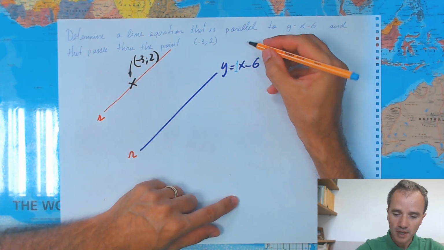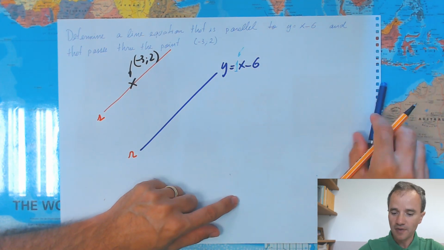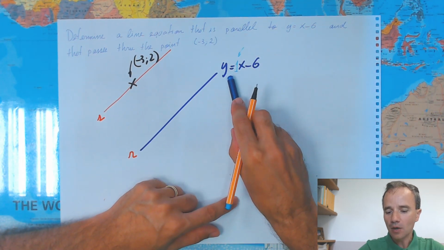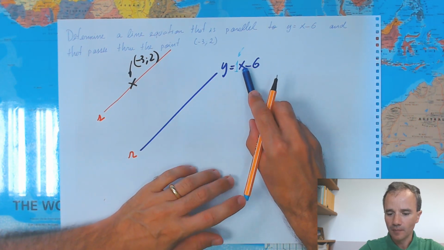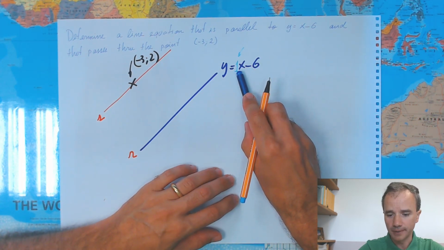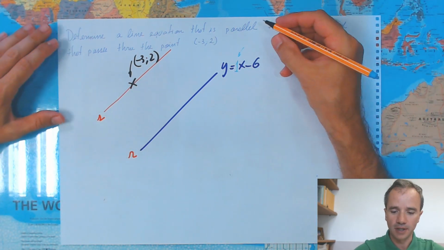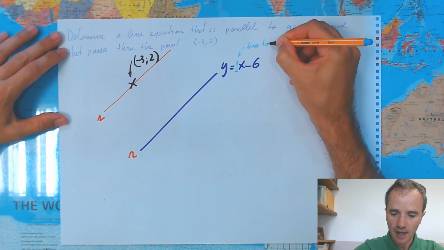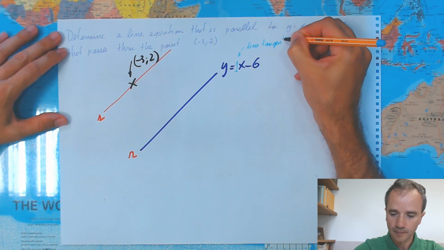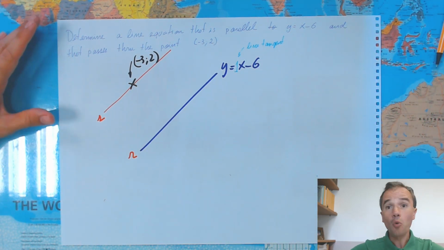So this is the whole point in here. If we had y equals -2x plus whatever, we would have to keep this -2 in here. That is the whole point. So this is the tangent, the slope of the line.